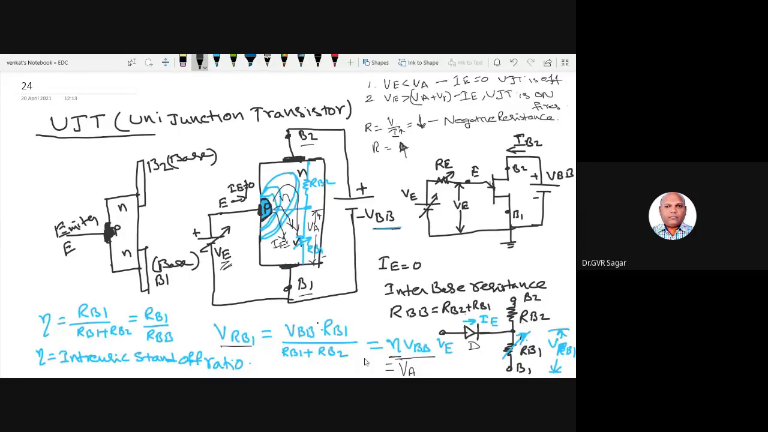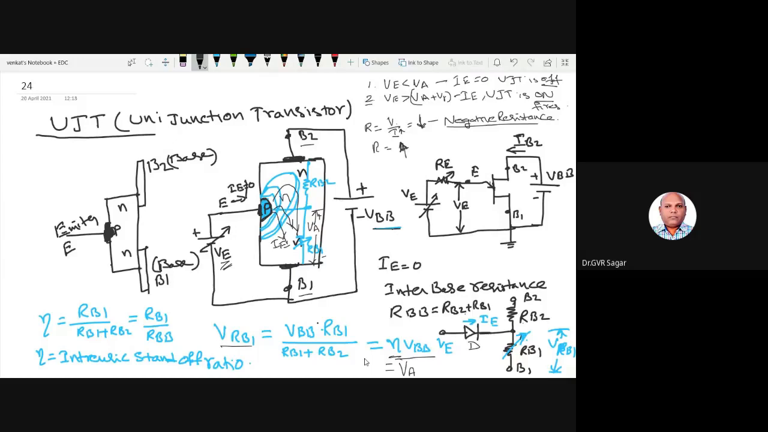So where this negative resistance is present in this second case, then we can call this as a negative resistance region. So first region is off region or cut-off region, second region is on state or negative resistance region.